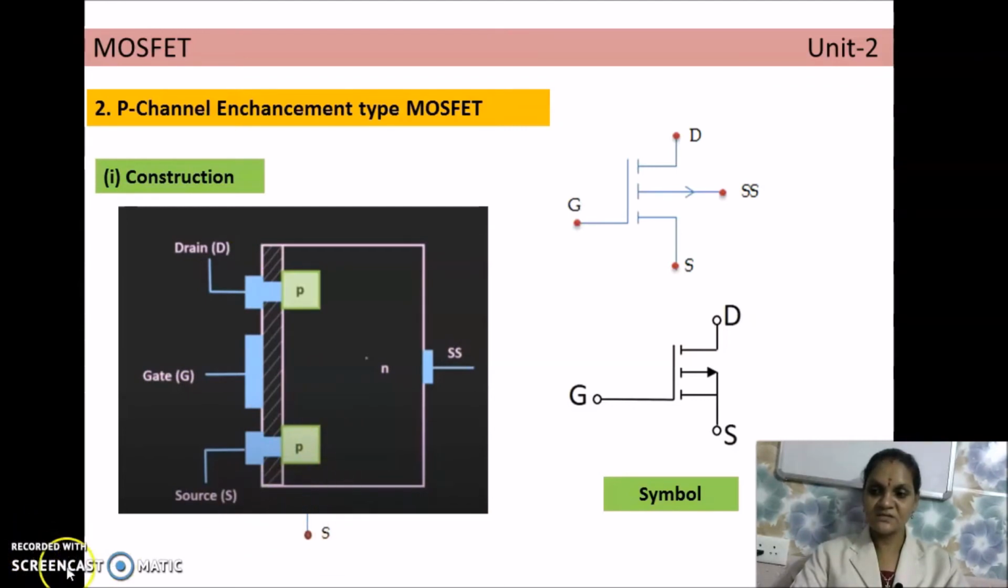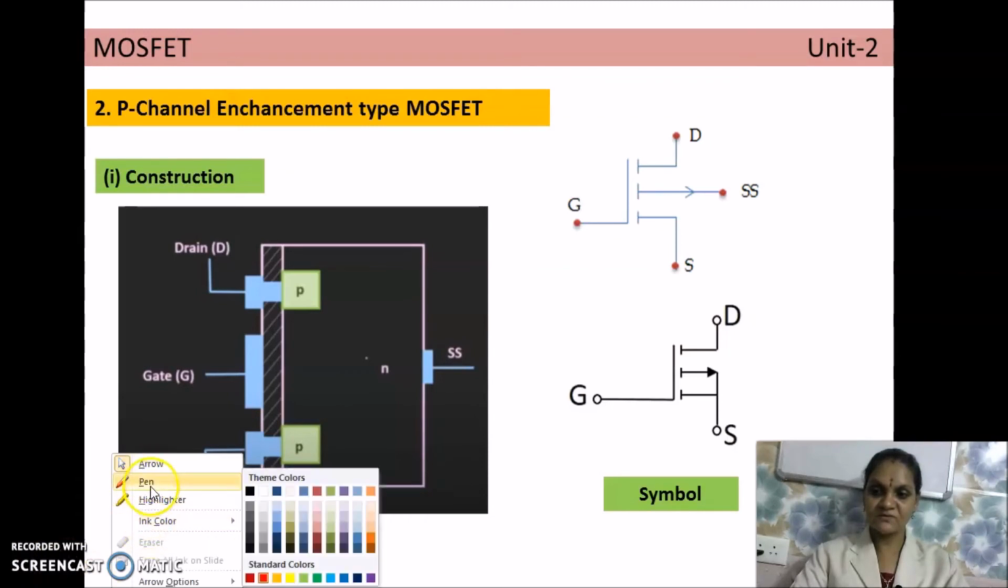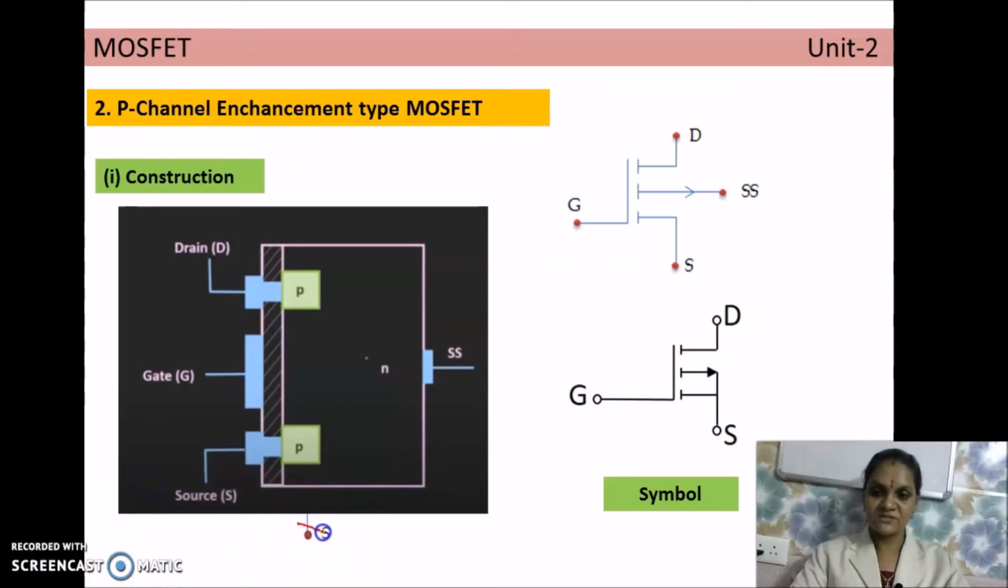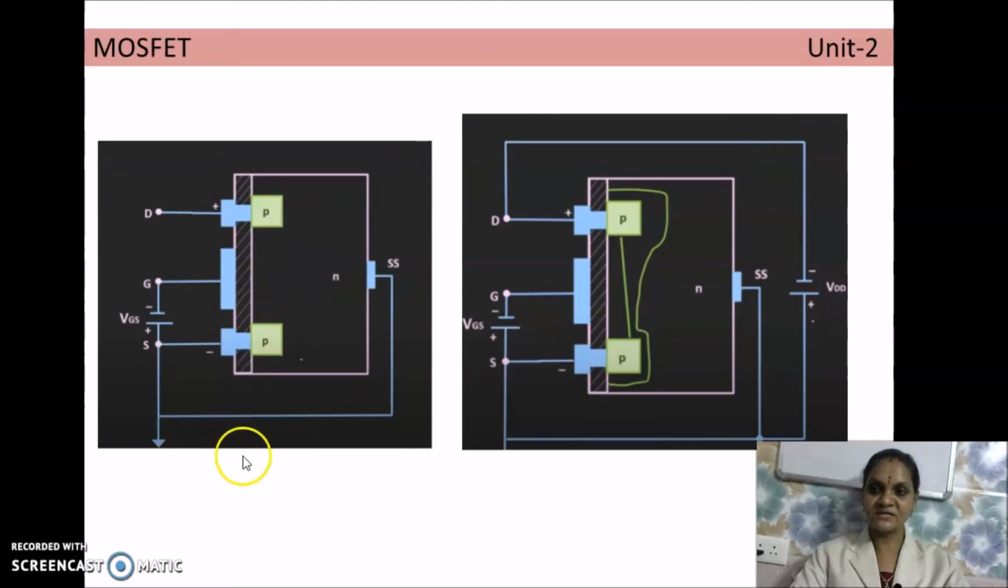So the substrate terminal is directly connected to the source terminal. And see here, there is one correction here. So this is neglected, right? The substrate terminal is connected to the source internally, and a common terminal is taken out, and that is called the source terminal. So this construction is somewhat opposite to that of the N-channel enhancement type MOSFET. This is the symbol; the only difference is the arrow is pointing in the outward direction when compared to that of the N-channel.